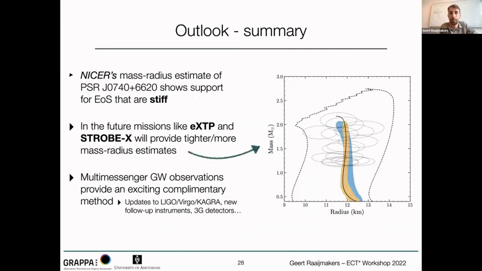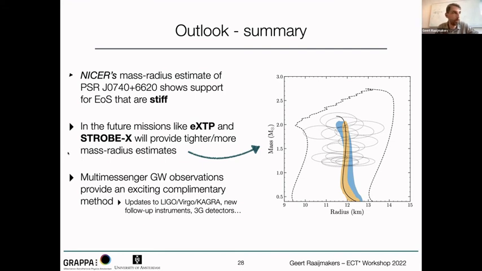to my summary. So we've seen that NICER so far has delivered these two mass radius measurements. They both point towards a stiffer equation of state, so larger radii, but currently all of these measurements, also in the gravitational wave signals, are quite uncertain, so we can't say anything too definitive about the microscopic behavior of matter at these extreme densities. This might change in the future.